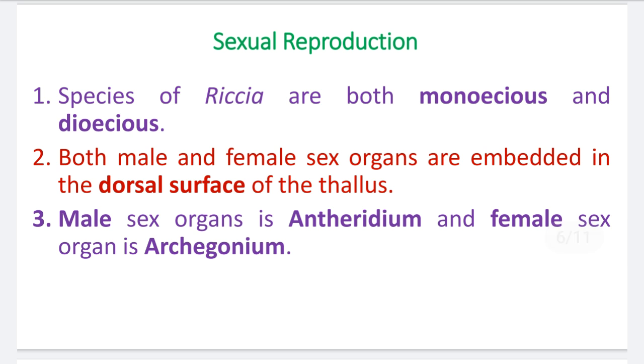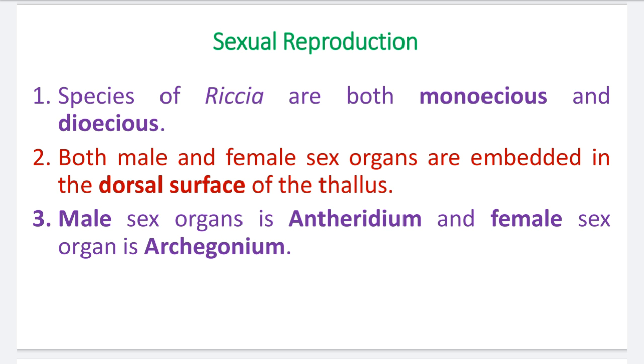Now we are entering the sexual reproduction of Riccia. First point, species of Riccia are both monoecious and dioecious. Monoecious and dioecious is the sexual differentiation. Dioecious means that the plant bodies are different: a male plant body produces antheridium and a female plant body produces archegonium. Monoecious means that male and female reproductive organs are produced by the single thallus. Both conditions can be observed in Riccia.